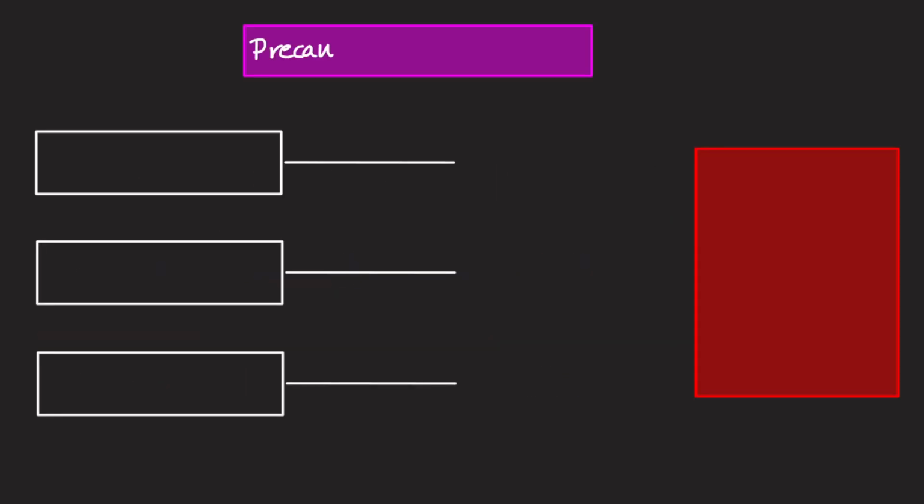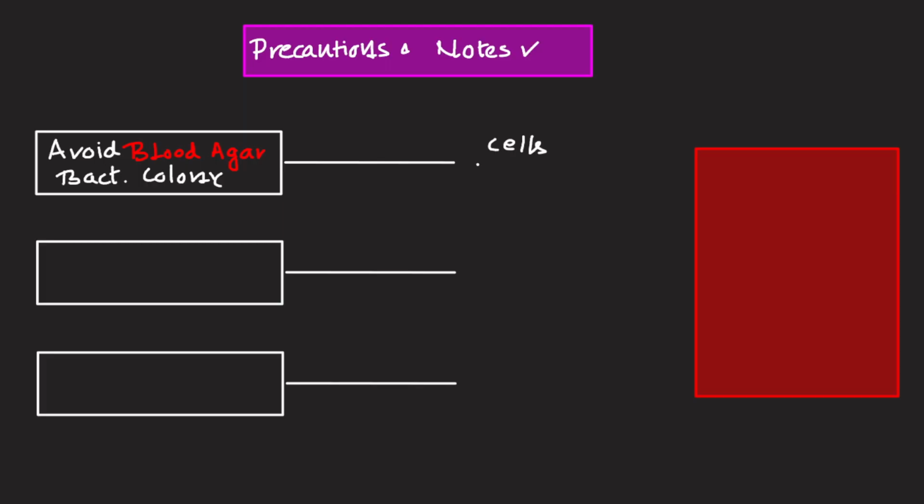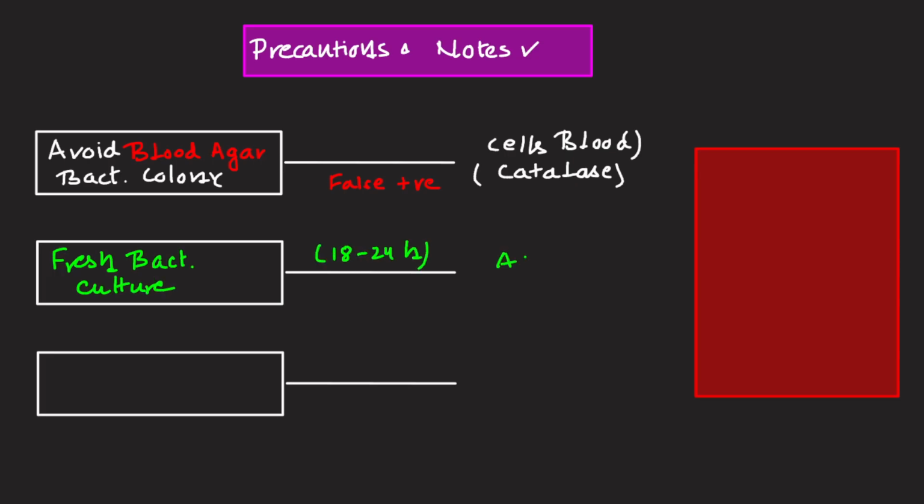Now let's talk about the precautions and some additional notes. Avoid picking colonies from blood agar because red blood cells also contain catalase, which may lead to false positive results. Second point is always use fresh bacterial cultures, probably 18 to 20 hours old, to ensure active enzyme production. If the culture is old, what will happen? It is not metabolically active, so it will not produce the catalase.